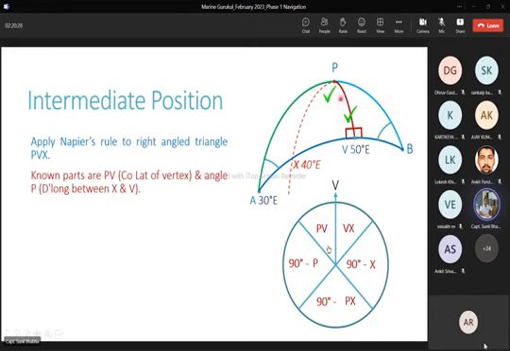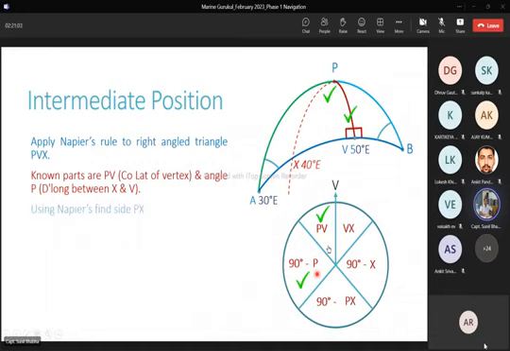And the second part which is known to us is angle P of this triangle. Angle P is the d long, difference of longitude between the vertex and position X. You can see this is the angle at the pole contained between the meridian of vertex and the meridian of X. So we have the longitude of vertex, we have the longitude of the unknown position 40 degrees east, vertex is 50 degrees east, so we know what is the d long. So these two parts are known. Let's mark them in the cartwheel. Papa Victor is known and 90 minus P is known.